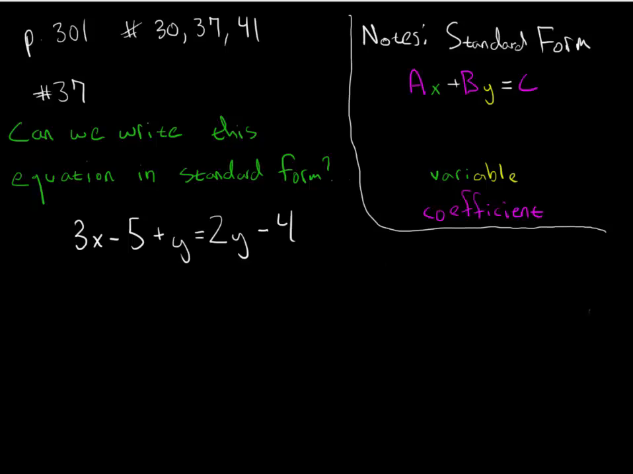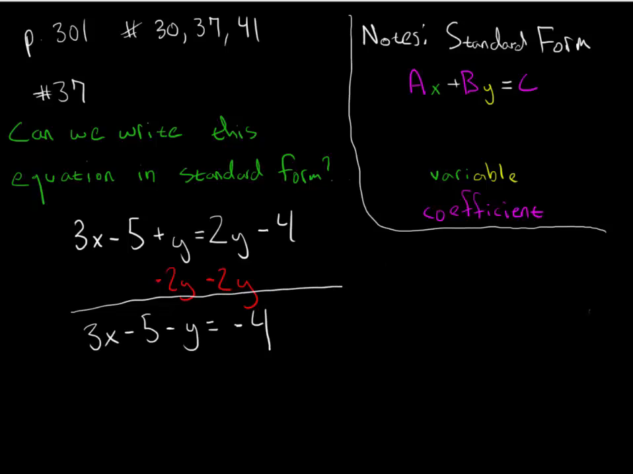Here's number 37. It's hard to look at first, but the question is, can we write it in standard form? If so, we can say it's linear and then identify a, b, and c, the coefficients. To get to standard form, I need to be sure I've got my x's and my y's together on the left side of the equation. So I'll start by subtracting 2y from both sides. Next, I need to get all of the constants alone on the right side of the equation. So I'll add 5 to both sides.